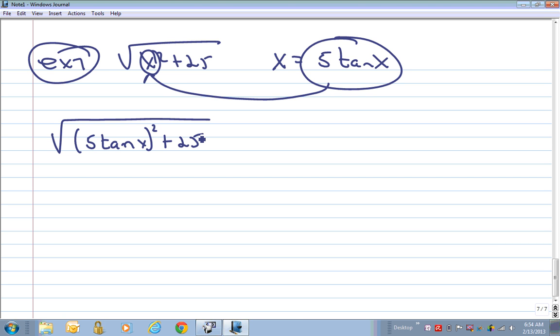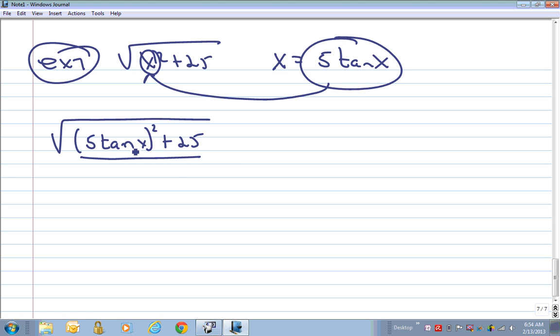All right, this is a little tricky. The next thing we're going to do, and you need to resist this, you're going to want to take the square root of 5 tan x squared and then plus the square root of 25. You can't do that. This is one term. If anything was being multiplied down here, you could take that out separately, but you can't take addition and subtraction out separately. So let's see what we can do.